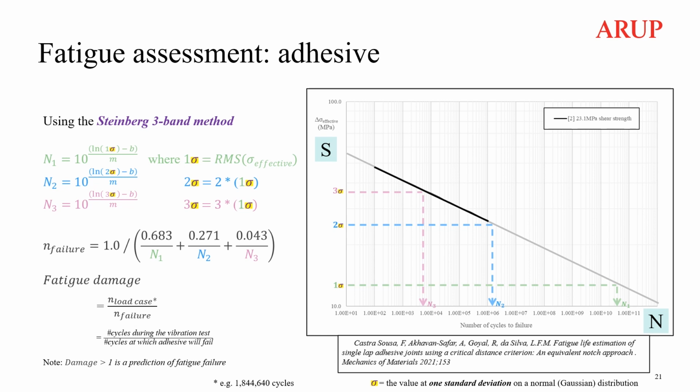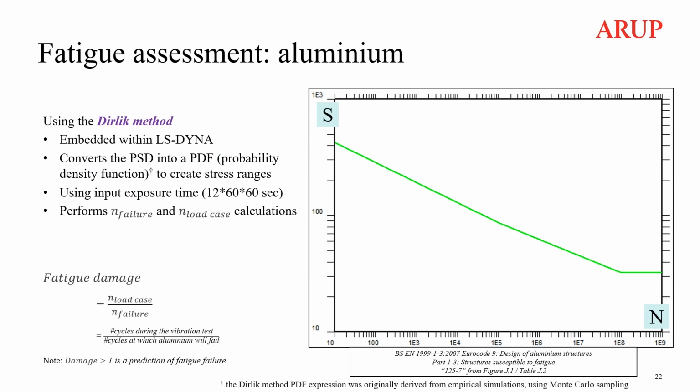It is a different approach for the aluminium, which is computed purely in the frequency domain, so the stress ranges are determined using the Dirichlet method embedded within LS-DYNA. This method converts the element PSD into a probability density function to create the stress ranges, and by knowing the exposure time of the PSD, 12 hours, it is enough to calculate cycles and hence the fatigue damage ratio. This time we use an aluminium-specific SN curve, which is given in Eurocode 9.